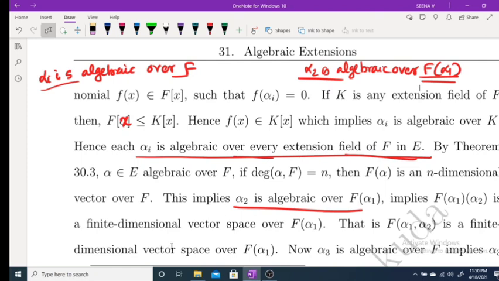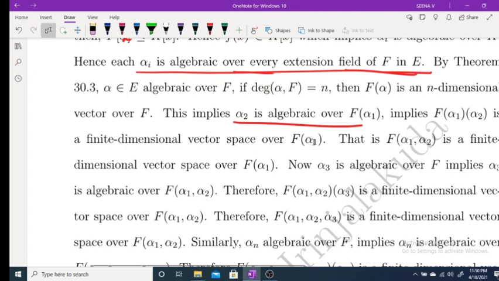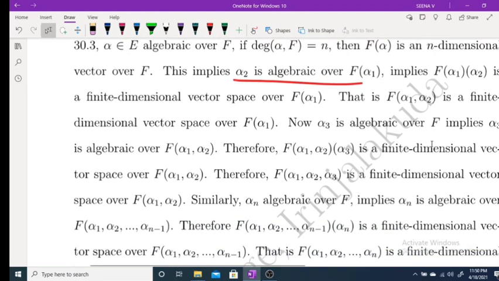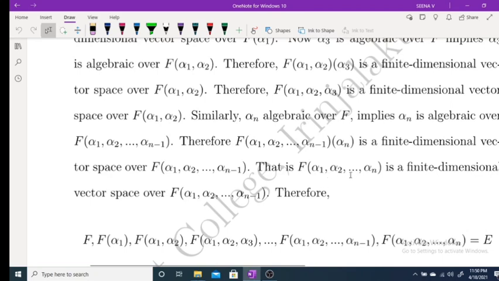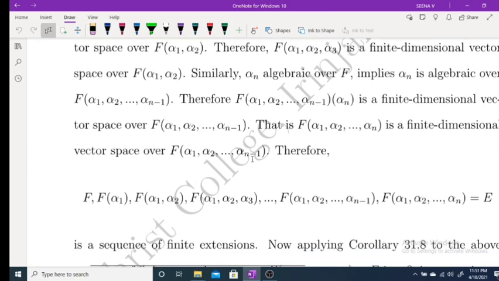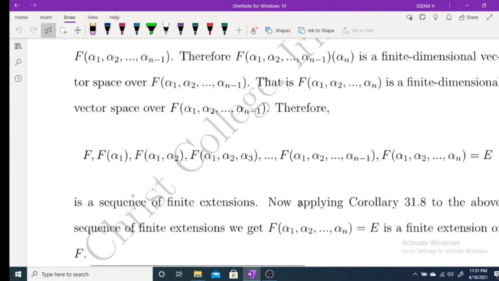Therefore F(alpha 1, alpha 2) is a finite dimensional vector space over F(alpha 1), because alpha 2 is algebraic. Now alpha 3 is algebraic over F implies alpha 3 is algebraic over F(alpha 1, alpha 2). So F(alpha 1, alpha 2, alpha 3) is a finite dimensional vector space over F(alpha 1, alpha 2). This process is repeated. Finally we get F(alpha 1, alpha 2, etc., alpha n) is a finite dimensional vector space over F(alpha 1, alpha 2, etc., alpha n minus 1). So using this we get a sequence of finite extensions.